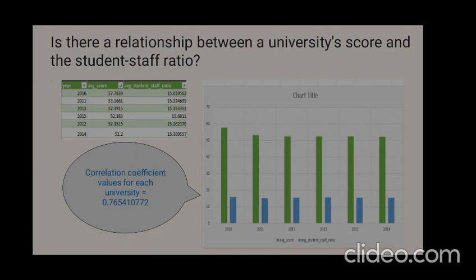The next question is, is there a relation between a university score and the student staff ratio? To know this relation, I used a correlation coefficient with the function CORREL. Here I took the first array and second array and take the coefficient, which shows the correlation coefficient value for each university is 0.7654.